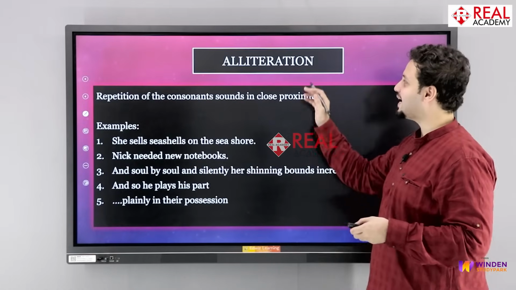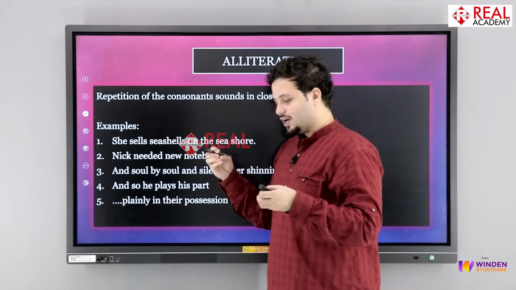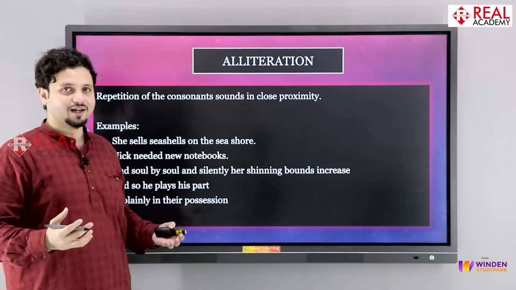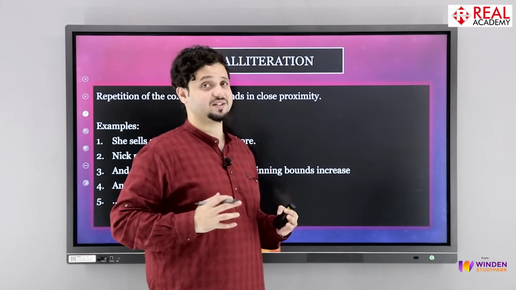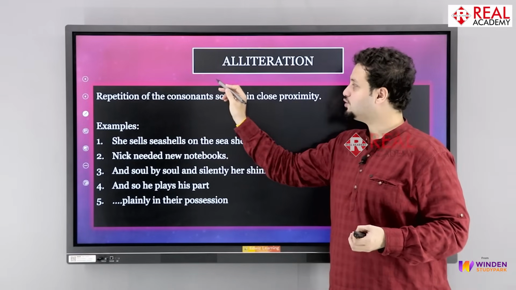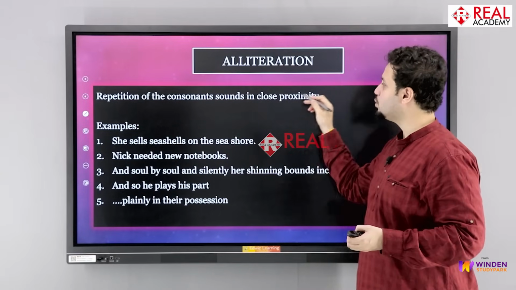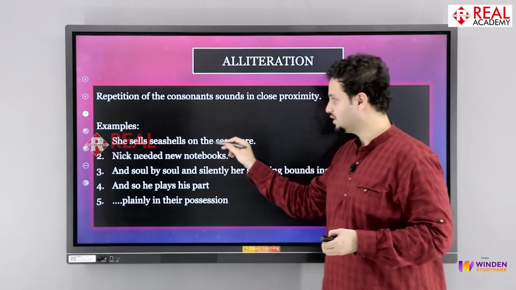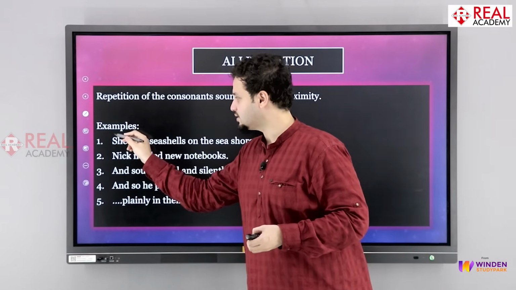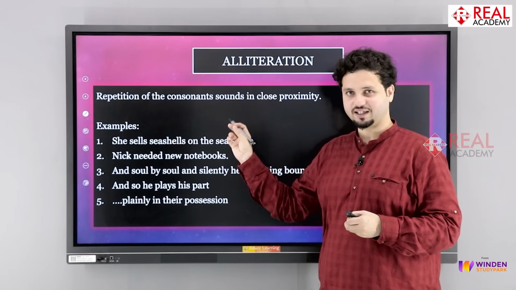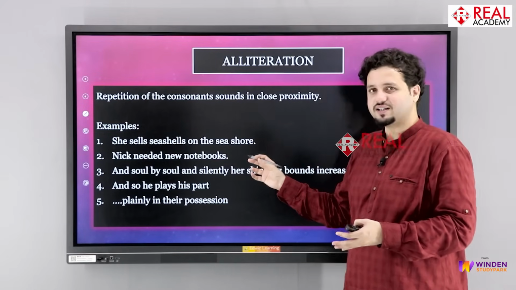The next figure of speech is alliteration. Here, a few students might commit a mistake and I will let you know what that mistake is. Anyway, what is alliteration? It is repetition of a consonant sound in close proximity. You have to see the entire sentence, and you can see there are a few words in the sentence.